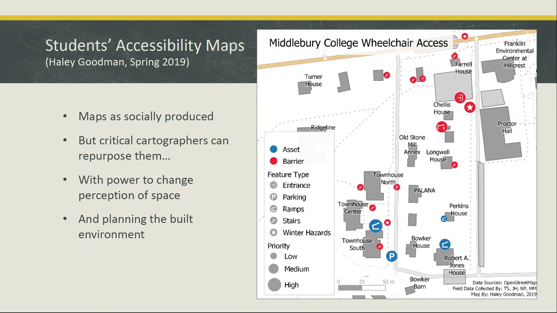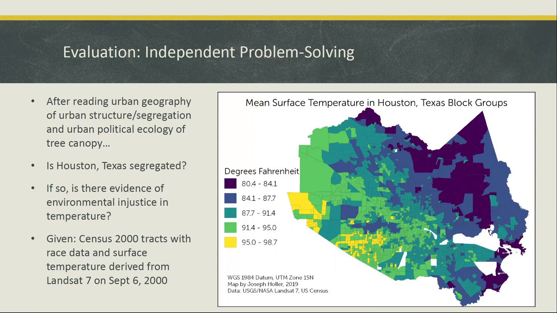On a higher order level, they're also thinking more theoretically, based on the papers we read, and talking about things like maps being socially produced, recognizing that as critical students and critical cartographers, even in an introductory course, they can start repurposing maps for more radical purposes. And that means that the maps they are creating have the power to change the perception of space of campus and can be sent, and are sent, to administrators to try to argue for changing the built environment itself. It's a very different view of GIS from an introductory level that students are getting in an active way, right?